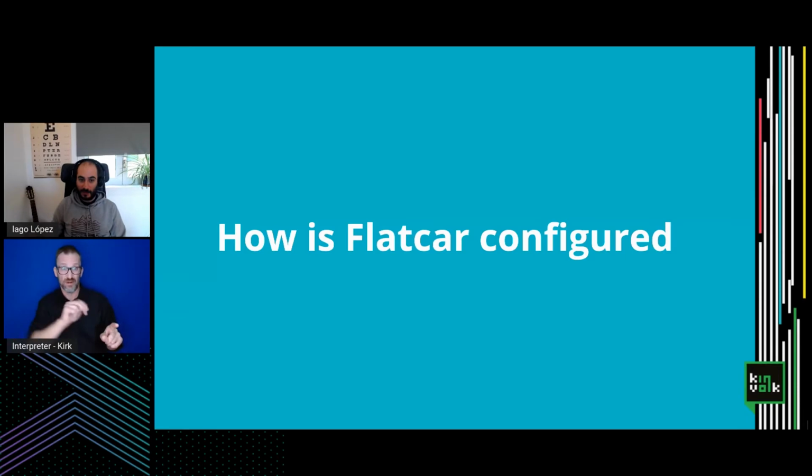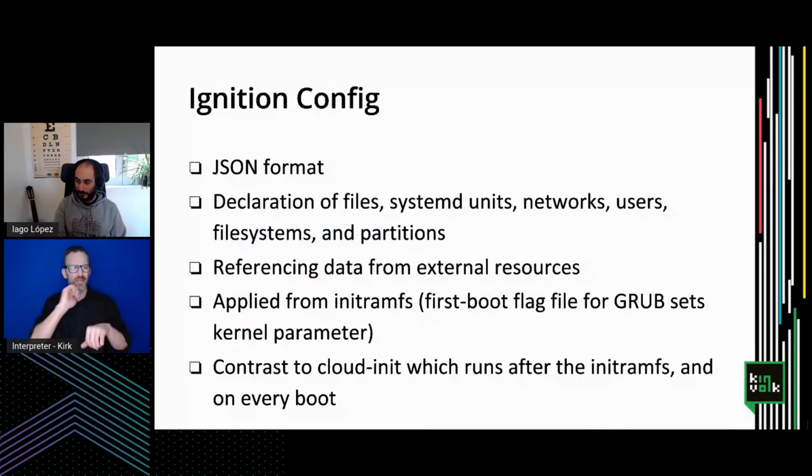So I want to talk a bit about how Flatcar is configured, and so let's dig in. On Flatcar, as I said, you have a declarative configuration, and this is run with this software called Ignition. The format is JSON, and in this declarative configuration, you just declare what files you want to have on your operating system, what systemd units, what networks you want, what users, file system partitions. You can configure all that. And one thing is that it can reference data from external resources.